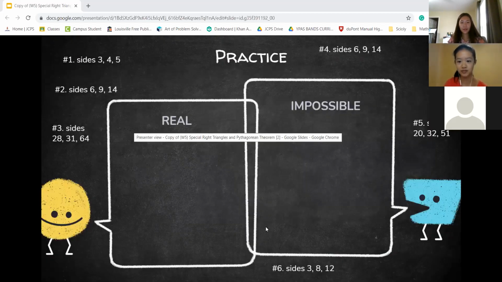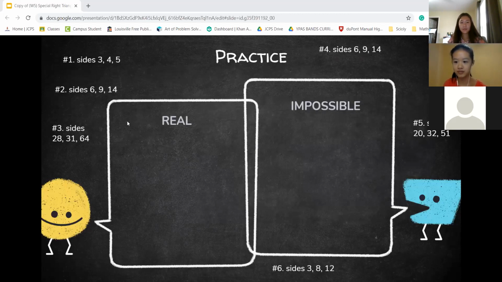So we're just gonna do a little bit of simple practice. Using the thing that we just learned about the side lengths of a triangle, just put these into categories of real and impossible triangles. Real triangles are triangles that can actually be formed, and the impossible ones are the ones where the sides don't meet or form a line. So you can just say real is numbers, I don't know, 1, 3, and 6, and then impossible is 2, 4, 5, something like that.